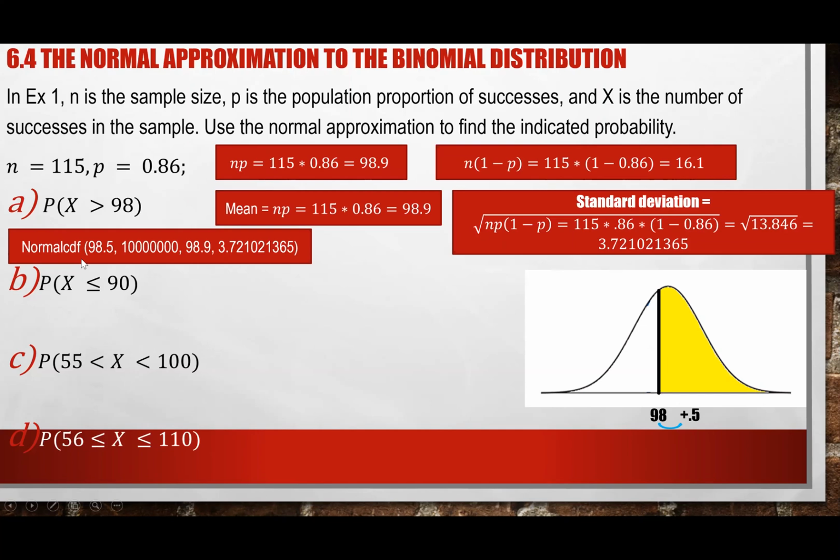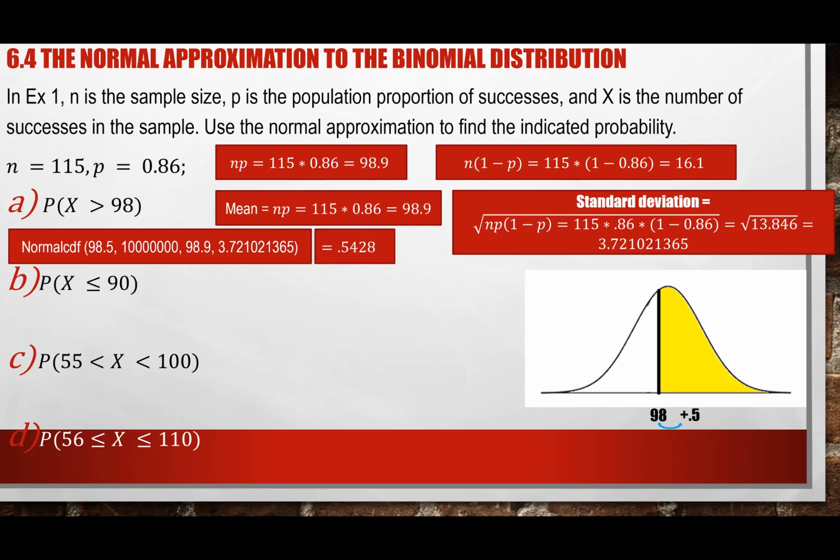The only thing different between 6.4 versus 6.2 is that in 6.4, you have to find the mean and the standard deviation on your own. You need to do that conversion, find your mean, find the standard deviation, and then adjust your endpoint. Once you have this, the answer is 0.5428.